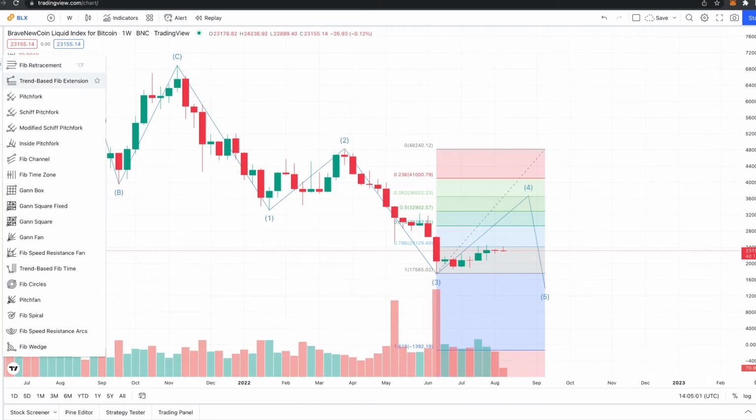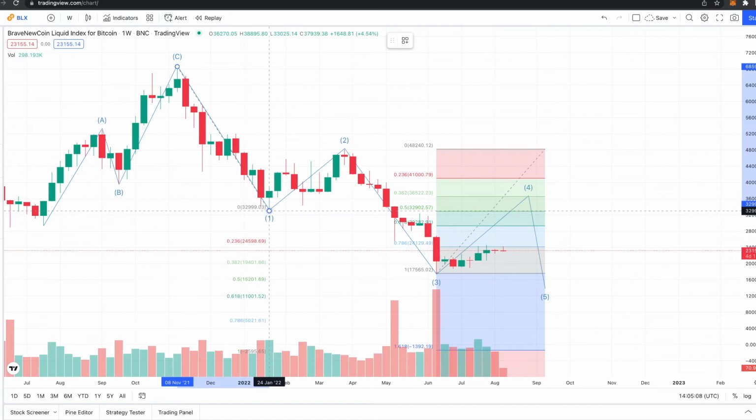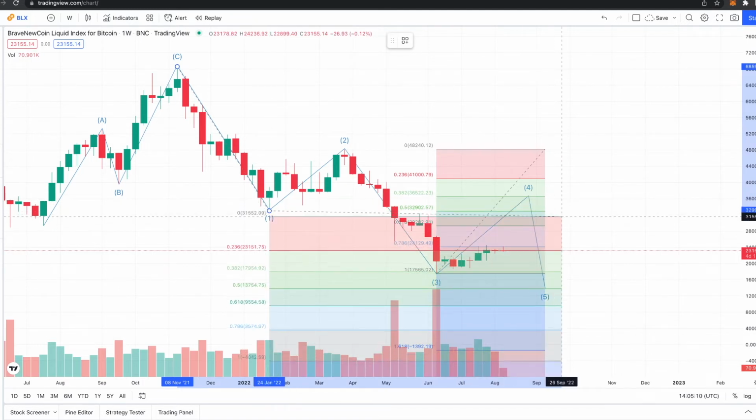We can come on here on our tools on our left-hand side. Trend-based fib extension. We know wave 1 here was from the top of C down to here, all the way down in January 22.